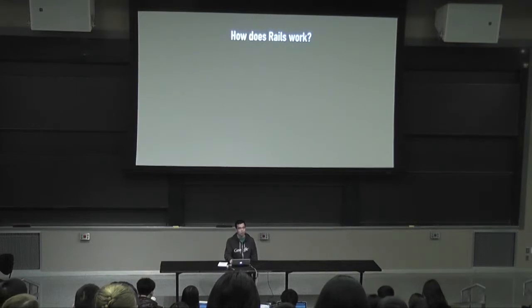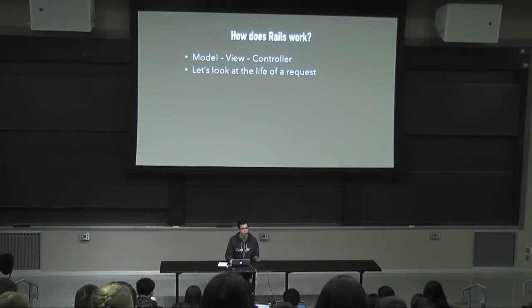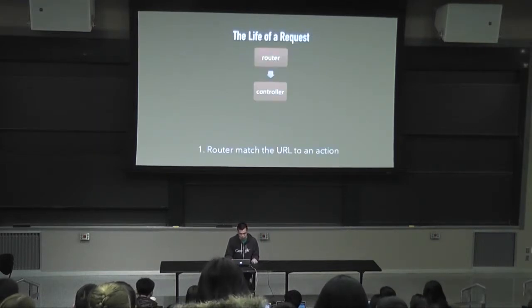So how does Rails work? Again, it uses the model view controller pattern. You're going to be seeing this pattern a lot throughout web development. And to get a better understanding of the model view controller pattern, let's follow the life of a request again. I know that we've done this several times in lecture before, but this is a very, very important process in web development. So we're going to do it again right now.